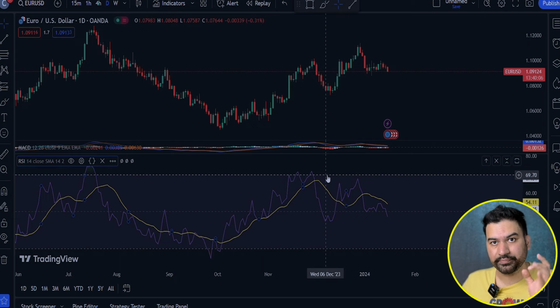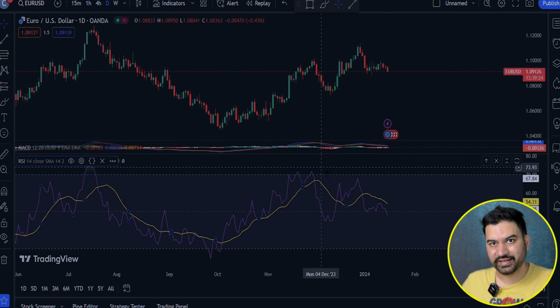So just keep in mind, if the value is below 30, that's a signal for buy. When the value of RSI is above 70, then there is a signal for selling. But we will not take the trade just on the basis of the RSI index, because we will apply other indicators such as MACD and stochastic and Bollinger as well.